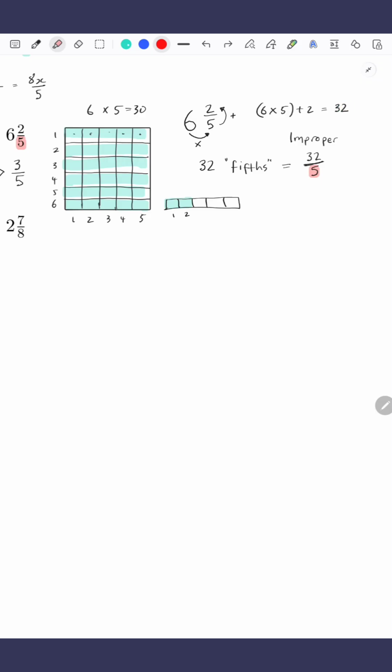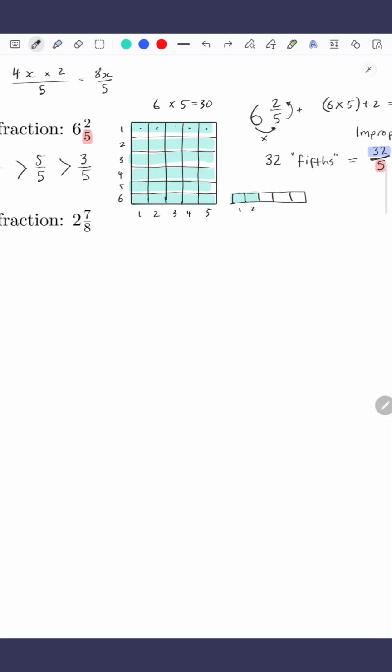Right, so we used that color already. Our top number comes from the multiplication of the quotient with the divisor and then adding the remainder. Okay, so there we get 32 over 5. And hopefully we can see that again in action down the bottom.